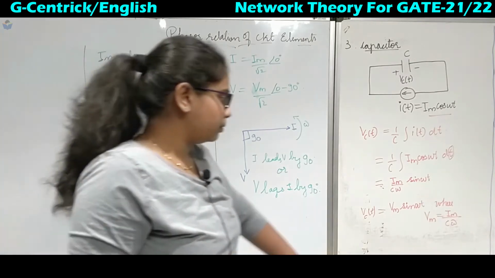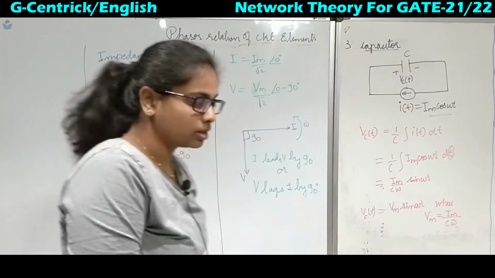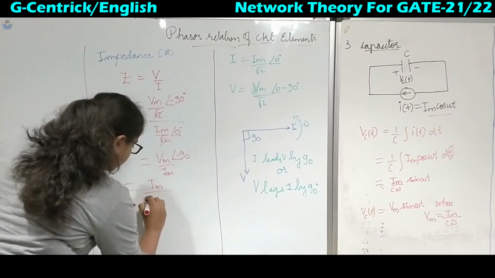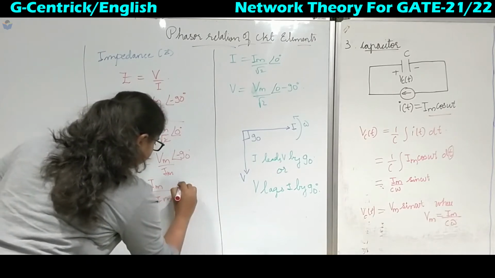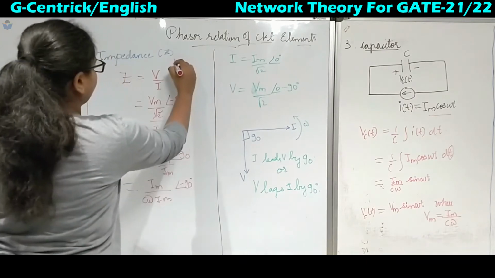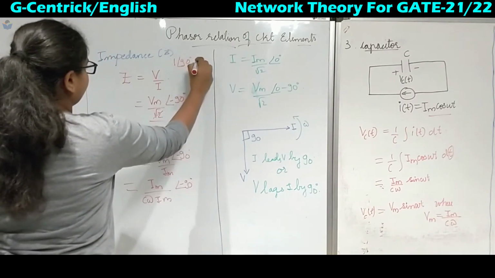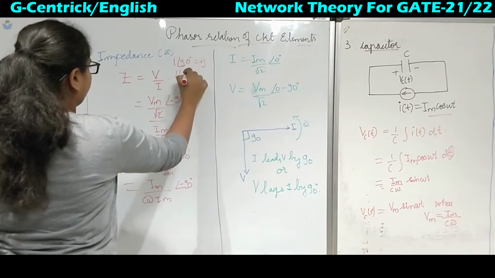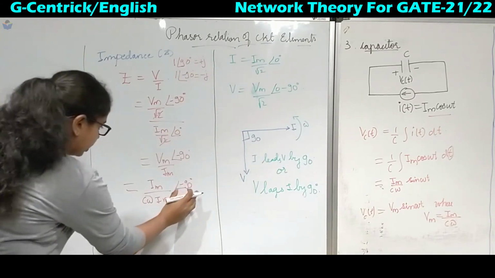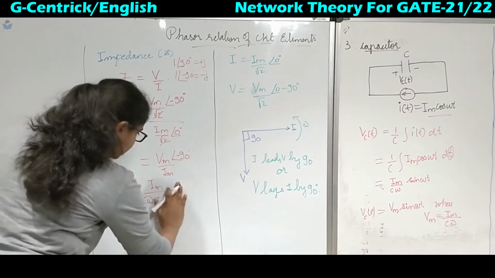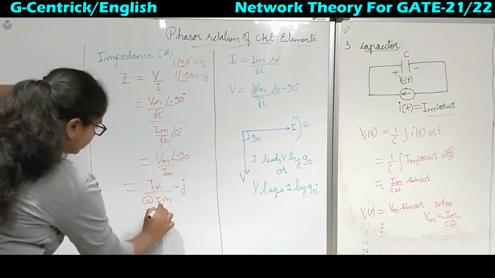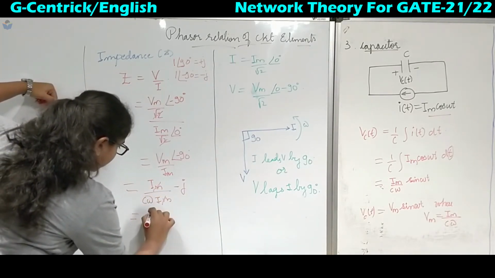But what do we have for Vm? Vm is Im upon C omega. So Im upon C omega into Im, then we have angle minus 90 degrees. This is nothing but, I'll just write it, one at angle 90 degrees is plus J and one at angle minus 90 degrees is minus J. So here I can replace it with minus J. Now this Im and this Im get cancelled, so this is minus J.